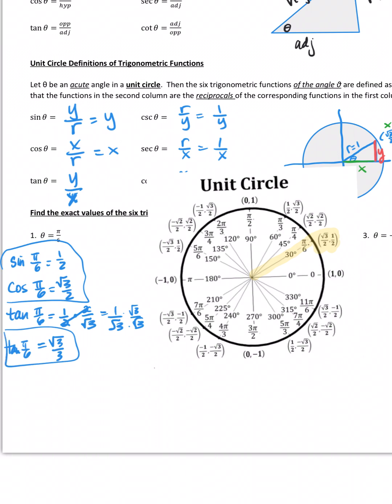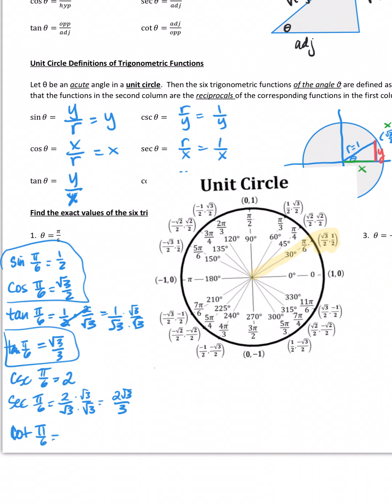Now, cosecant of pi over 6 is going to be the reciprocal of our sine, right? Well, 1/2, you flip it over and you get a 2. Secant of pi over 6, okay, we have to flip here, so 2 over the square root of 3. We do have to rationalize that, so that becomes 2 square roots of 3 over 3.